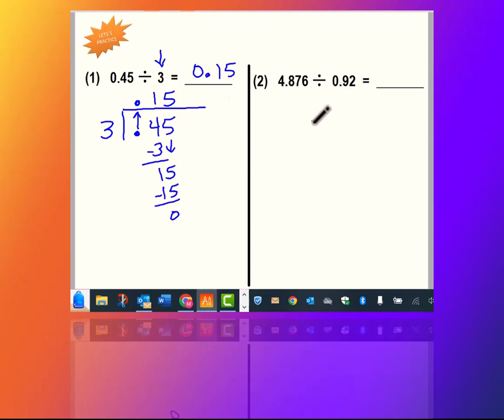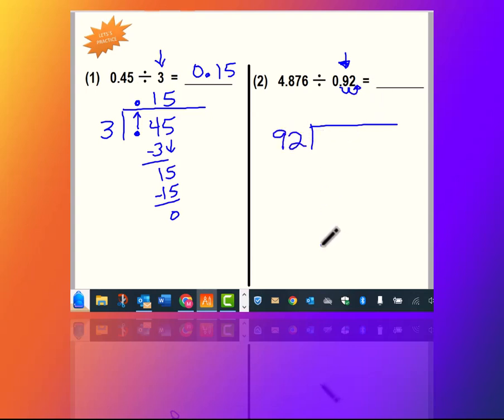Okay, the next one. Let's look at the divisor. The divisor is the second number. It is not a whole number, but we need to turn it into a whole number. So I'm going to move the decimal point. If I move it one place, it now becomes 9.2. Well, 9 2/10. That's not a whole number. So I have to move it again. I move it a second time, and now we have 92, which is a whole number.